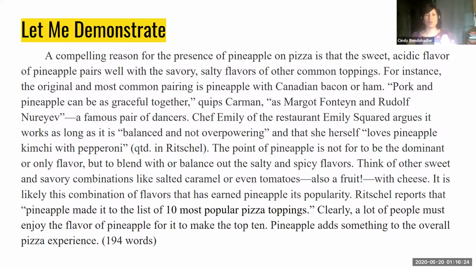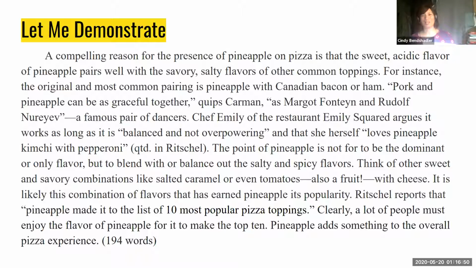Then I move on to the point that pineapple is not for it to be the dominant or only flavor, but to blend with or balance out the salty and spicy flavors. Think of other sweet and savory combinations like salted caramel or even tomatoes, also a fruit, with cheese. It is likely this combination of flavors that has earned pineapple its popularity.